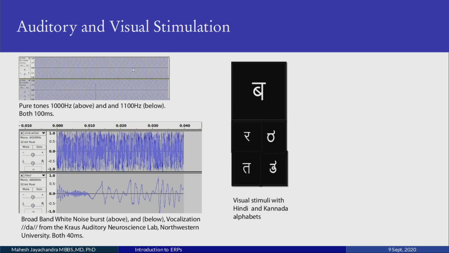Okay. Alternatively, these are pure tones. Alternatively, we can have a white noise burst like shh, or we can have a vocalization like da. So this is a white noise burst, and this is da, which is a stimulus developed by Professor Nina Kraus's lab at Northwestern University. Both of them are approximately 40 milliseconds. Okay. Notice the complex structure of 40 milliseconds of da. Okay. You can also use visual stimuli. I happen to use alphabets over here, Hindi and Kannada, but you can use English alphabets, pictures, faces, what have you.